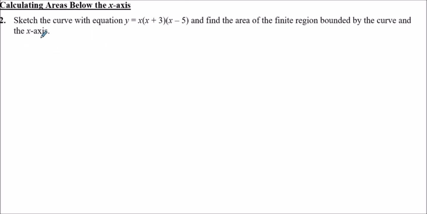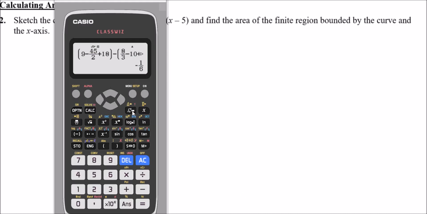Example 2. Sketch the curve with equation y equals x(x + 3)(x - 5), and find the area of a finite region bounded by the curve and the x-axis. Oh, yes, I forgot to show you using a calculator for the previous example. Just quickly, before I do question 2, I'll just show you for example 1. We had x squared minus 5x plus 6, and our limits were from 2 and 3.